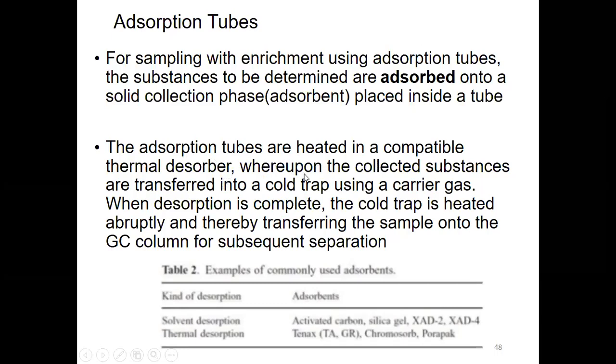So these adsorption tubes are heated in a compatible thermal desorber. When we heat these adsorption tubes in the thermal desorber, the collected substance can transfer into a cold trap using a carrier gas. We have to use a carrier gas, so the adsorbed analyte will be transferred to a cold trap. When desorption is complete, the cold trap is heated and then it transfers the sample onto the GC column for separation. In a nutshell, this is the idea: once the gas analyte is adsorbed to the adsorption tube, we can heat it, and when we heat it, the adsorbed gas will desorb from the solid phase.